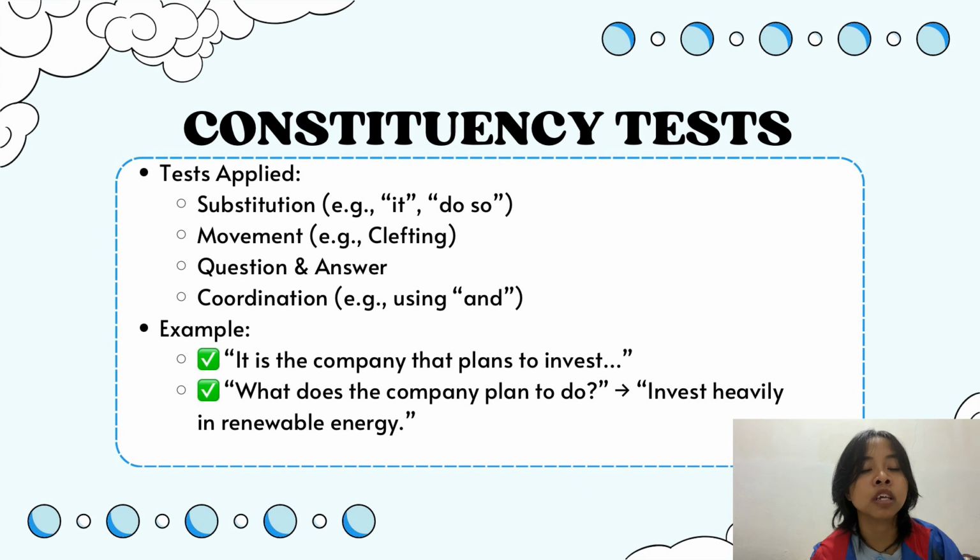And the Q&A, or question and answer test: the question is, what does the company plan to do? And the answer is invest heavily in renewable energy, confirming VP constituency. And then the question, where does the company plan to invest heavily? The answer is in renewable energy, confirming PP constituency.